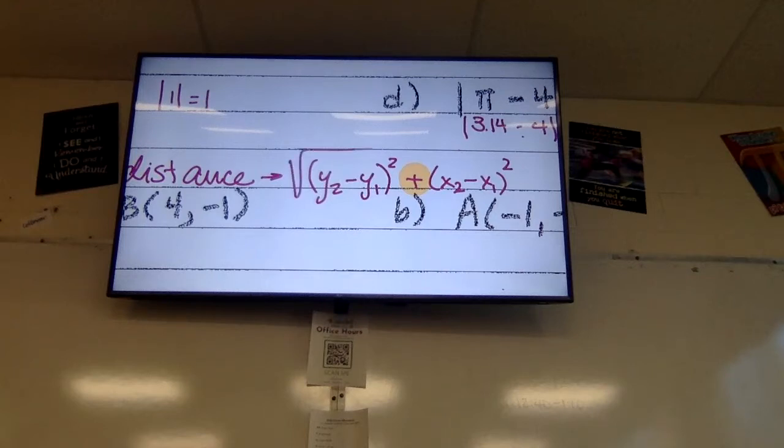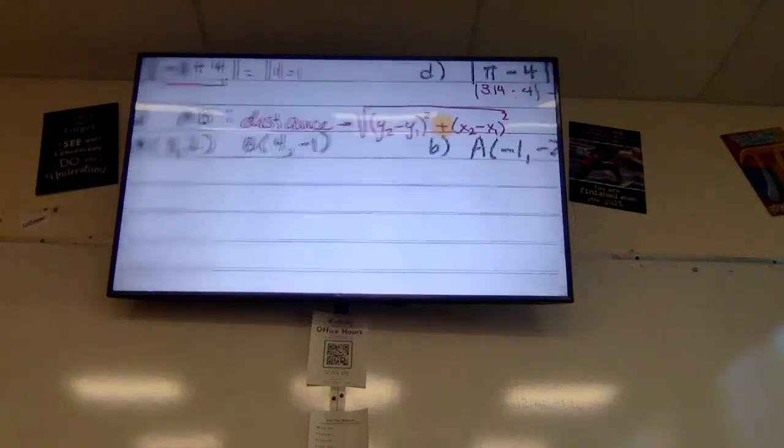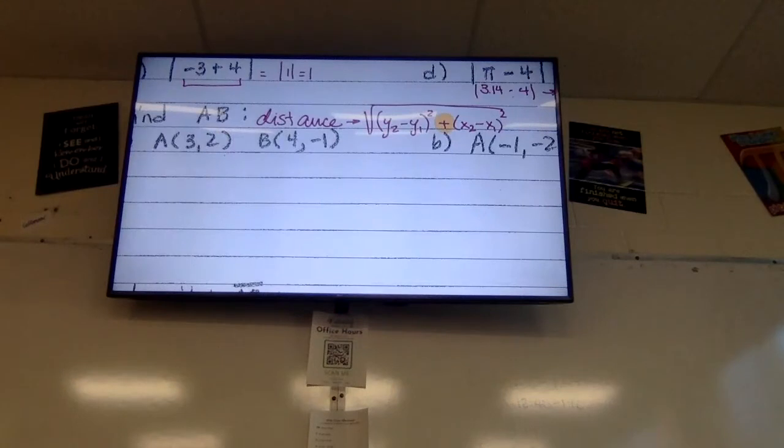A giant square root. So the distance formula is a big square root. You're doing the difference of the y's squared plus the difference of the x's squared. Is that ringing a little bit of bells? Okay, let's do a couple problems like that.